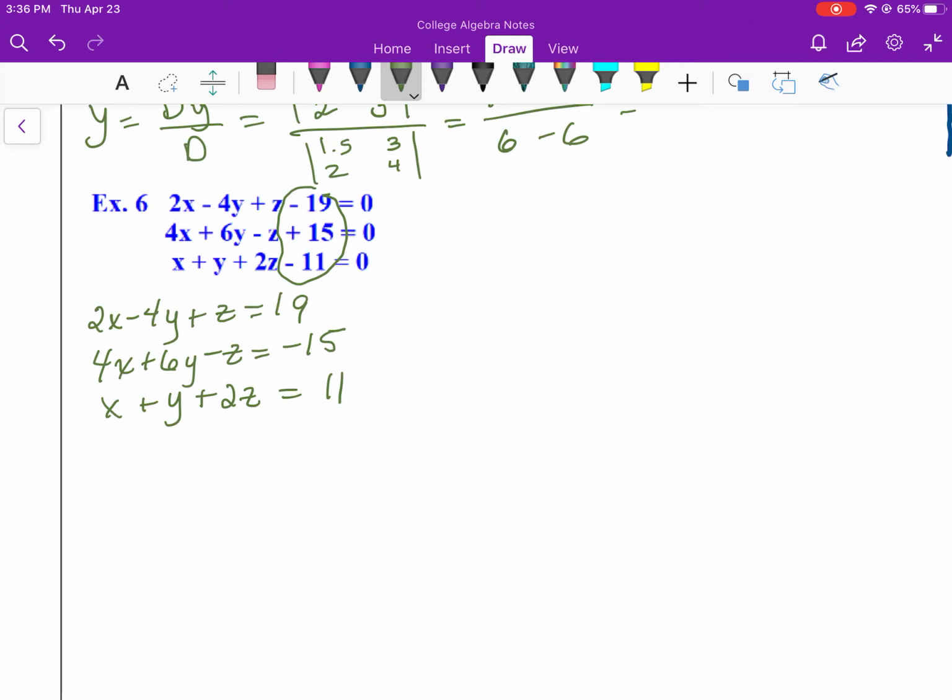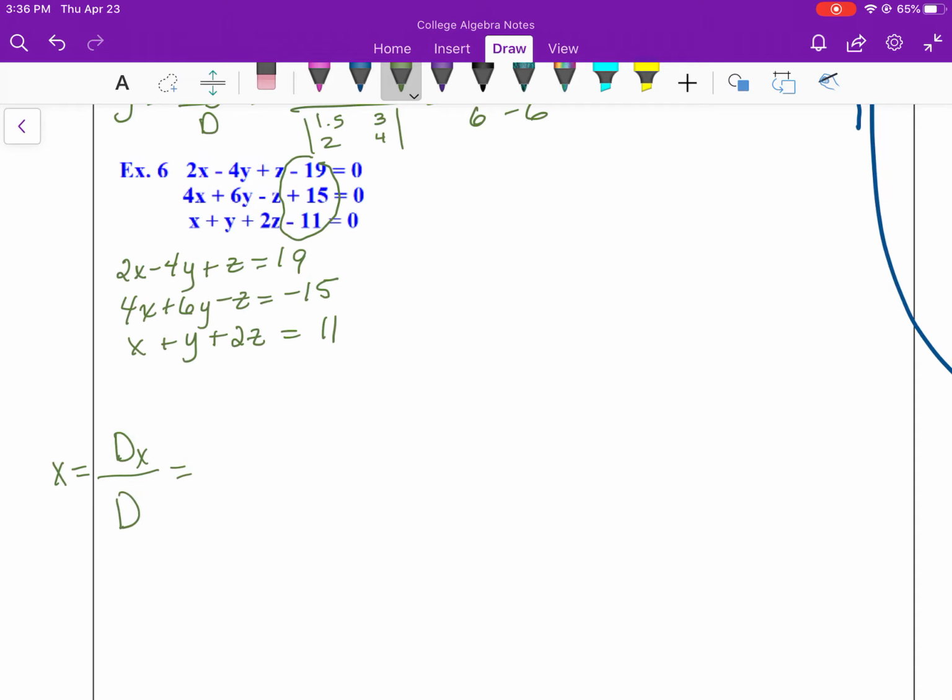Okay, basically what you're going to have is, and I need to leave myself a whole bunch of space for this, x is going to be dx over d. And I know y will be dy over d, and z is going to be dz over d. Let me go ahead and find d first. Since I'm going to use it 3 times, I need to go ahead and find it. So determinant d, it's going to be all of my coefficients. So 2, 4, 1, negative 4, 6, 1, 1, negative 1, 2.